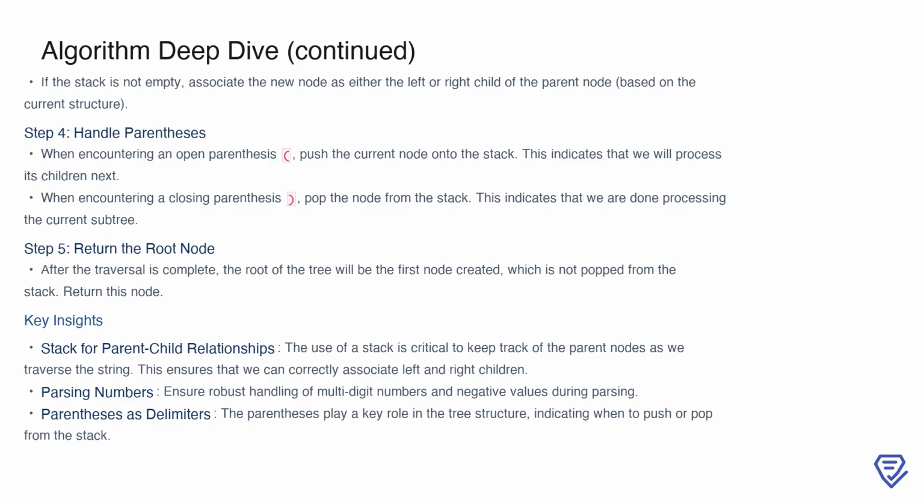Once the entire string has been traversed, the root node of the tree remains, which is the first node created and never popped. This root node is returned as the result of the function. Key insights include the importance of the stack for maintaining parent-child relationships, correctly parsing numbers even when they are multi-digit or negative, and recognizing parentheses as structural delimiters.